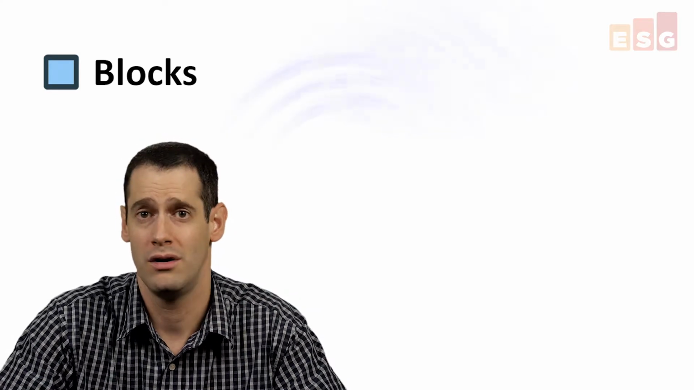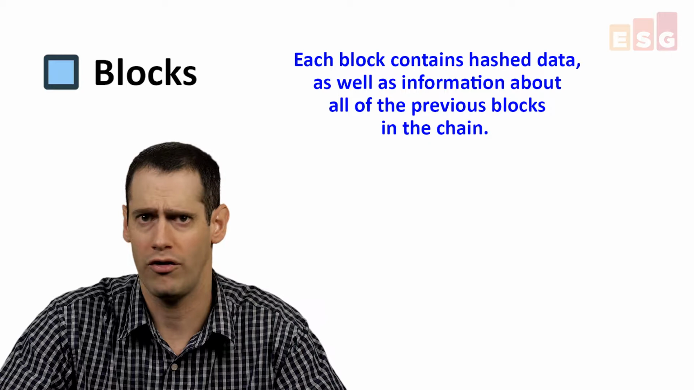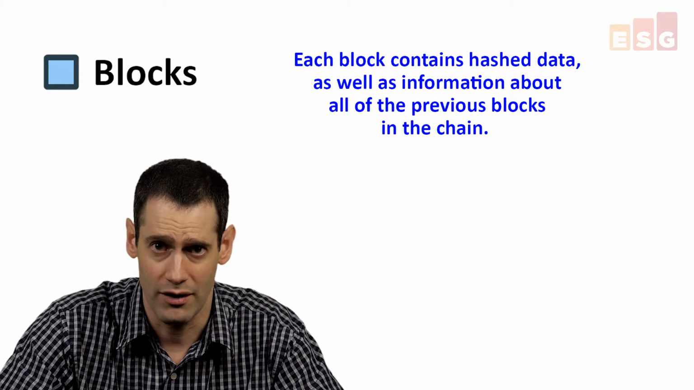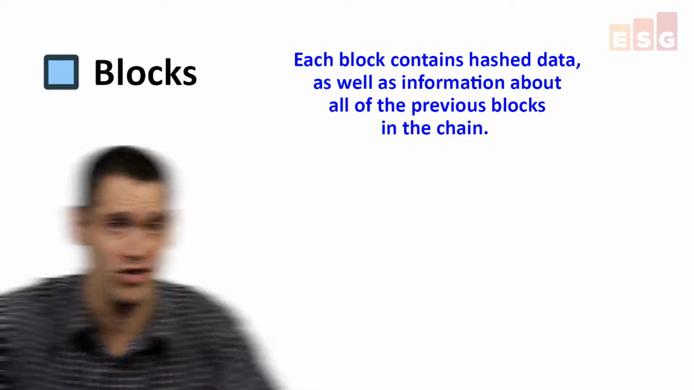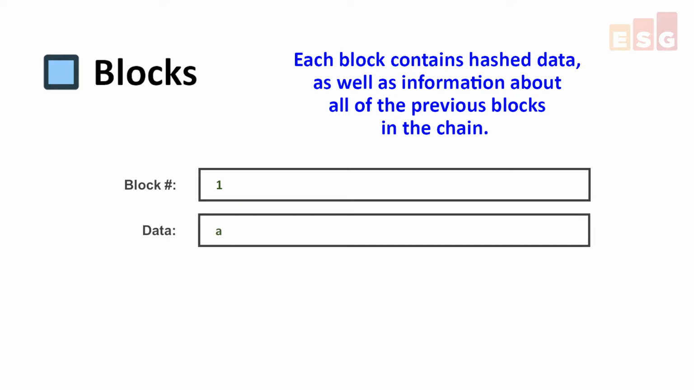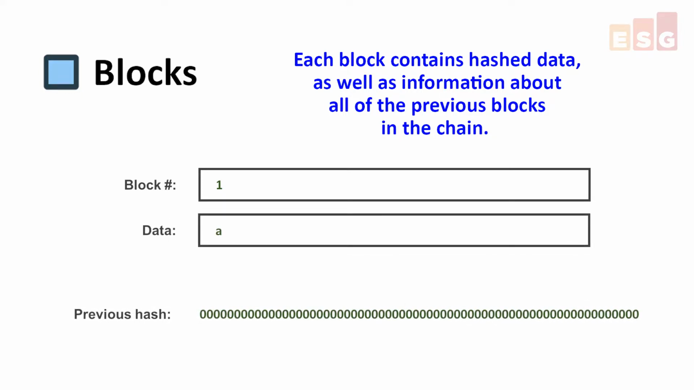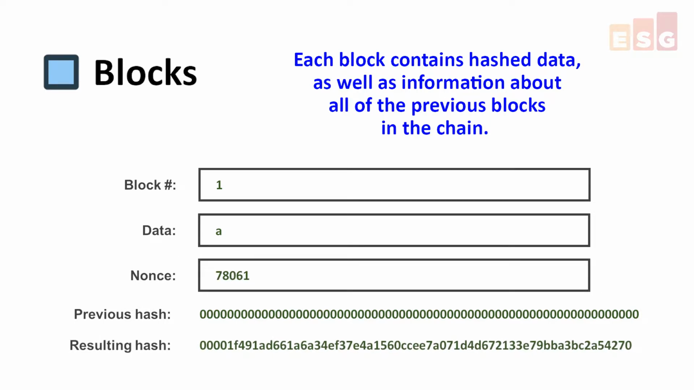What goes in a block? Each block contains hashed data, as well as information about all the previous blocks in the chain. Let's imagine I'm starting a new blockchain. Each block has fields of information. We have the block number, in this case it's the Genesis block, or block 1, some data, the hash of the previous block, again in this case it's 0 since it's the first block, a nonce, I'll cover that in a second, and then the underlying hash of all the data of the block.